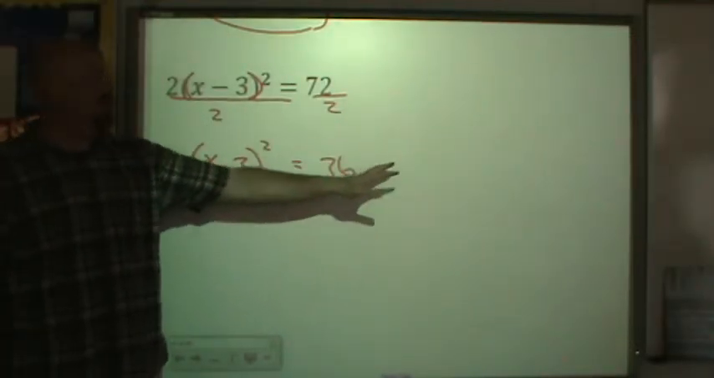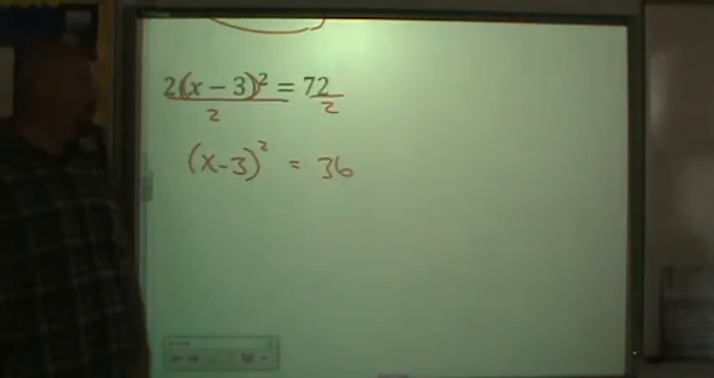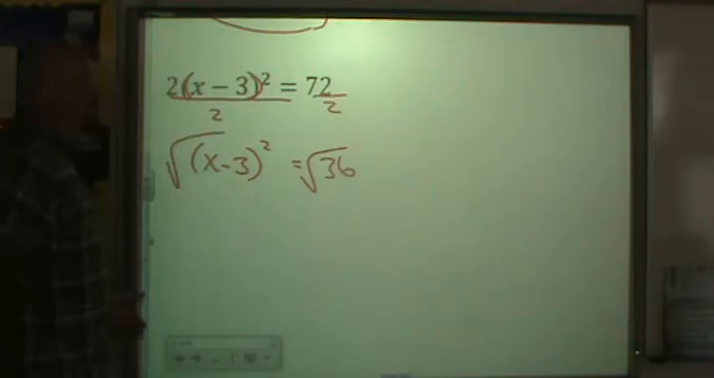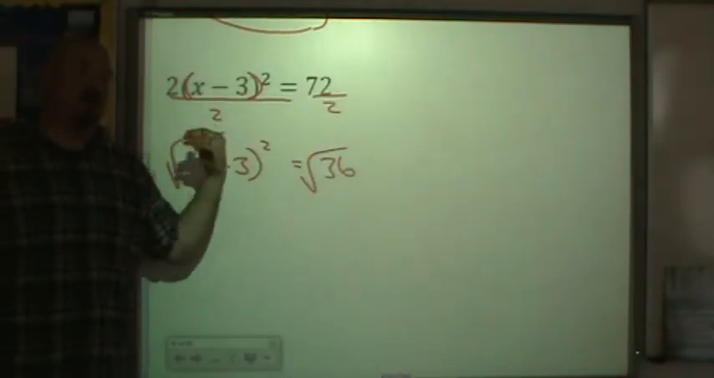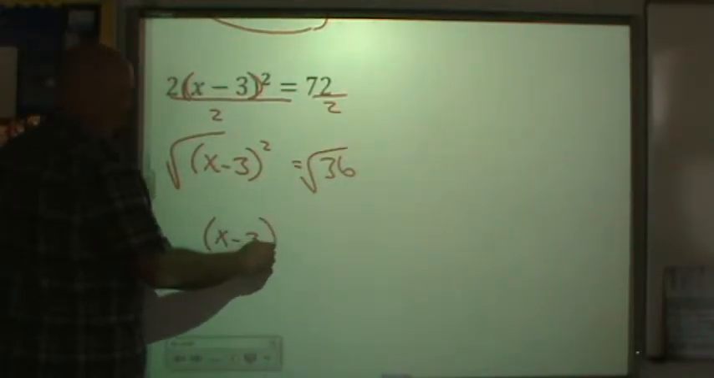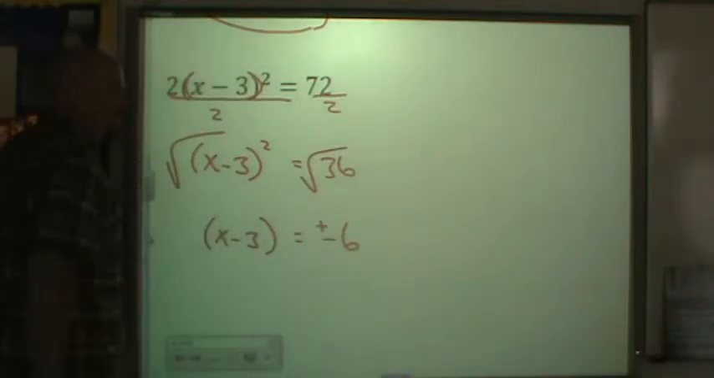It gets complicated if there's more stuff. If there's another x term on either side, that's what we're going to talk about when we're completing the square. But right now, because we have something squared and a singular value here, we're going to take the square root of both sides. Now we get x minus 3 equals positive and negative 6.